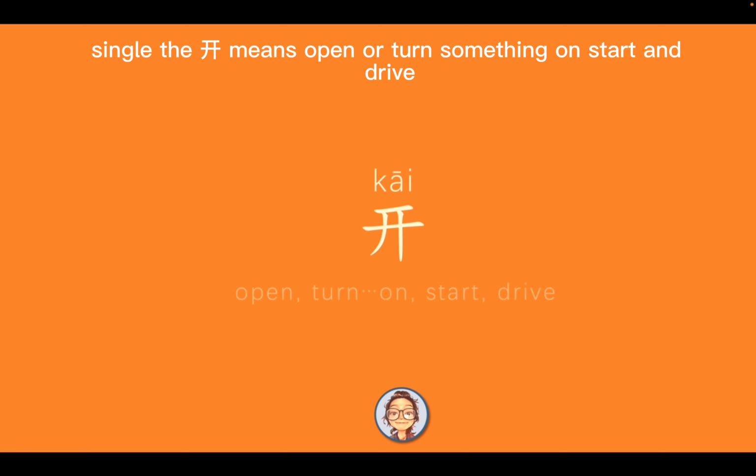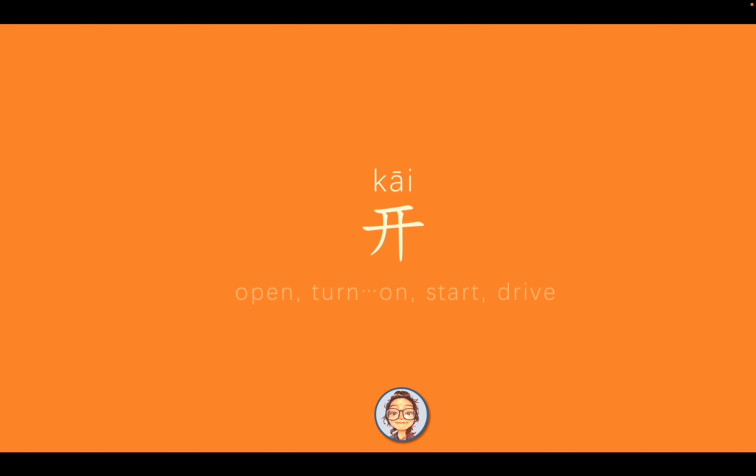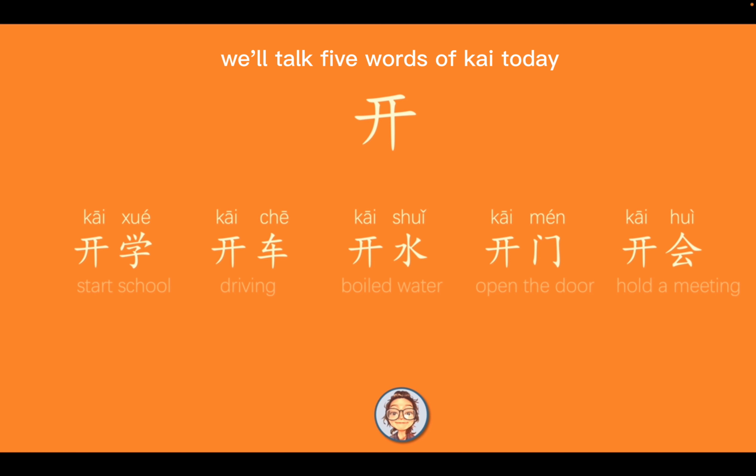Singly, the 开 means open or turn something on, start, and drive. We'll talk about 5 words of 开 today. The first one, 开学, 开车, 开水, 开门, 开会. Okay, let's see these one by one.